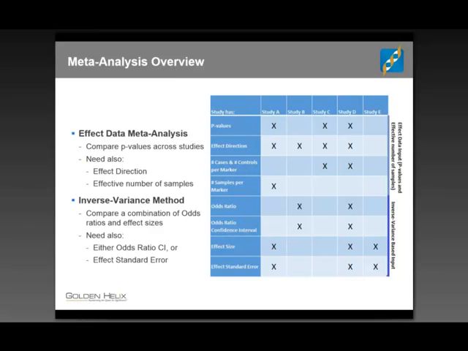There are also two main types of meta-analysis. There's a fixed effect meta-analysis and random effects meta-analysis, and each type has certain assumptions which we will quickly go over.